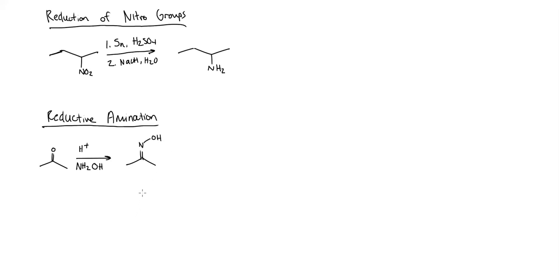So this oxime can be reduced, okay? And if I reduce this oxime, then it's going to give me a primary amine. Okay, so I can use lithium aluminum hydride, or I can use NaBH3CN. Okay, either one of those is going to reduce this oxime into a primary amine. Okay, so that's how we reduce oximes.